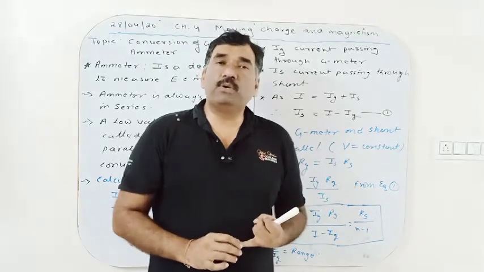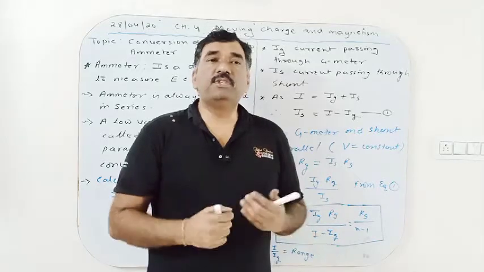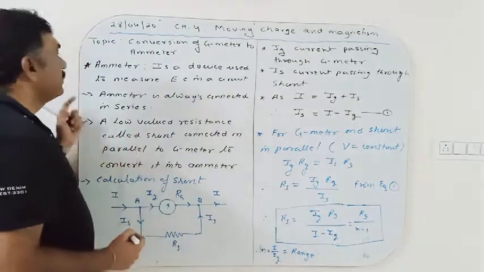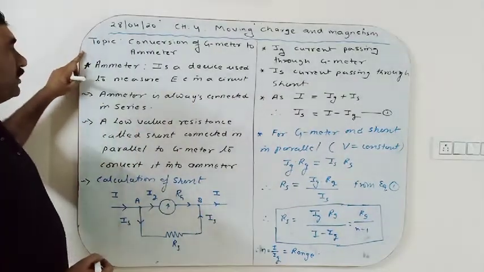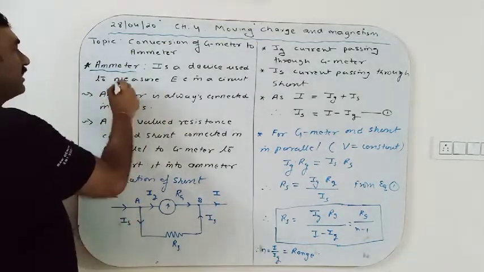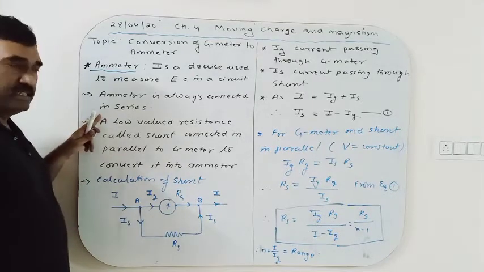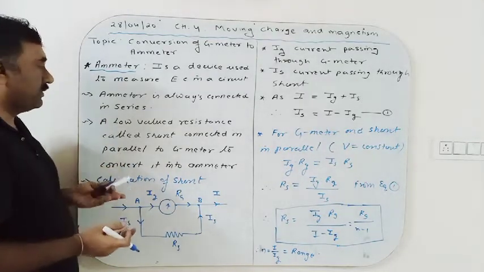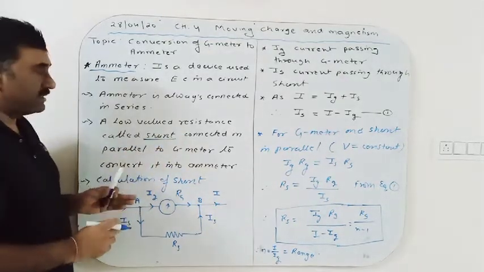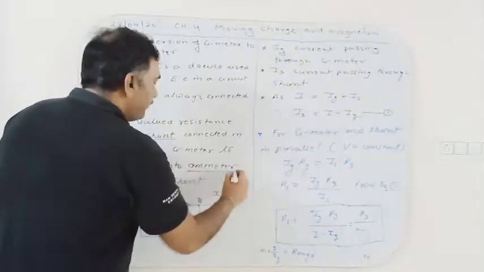So today we are going to learn how to calculate the formula of the shunt, which is used to convert a galvanometer into an ammeter. So the topic: conversion of galvanometer to ammeter. What is an ammeter? An ammeter is a device which is used to measure electric current in a circuit, and an ammeter is always connected in series. So how can you convert it? With a low valued resistance called a shunt, connected in parallel with the galvanometer.